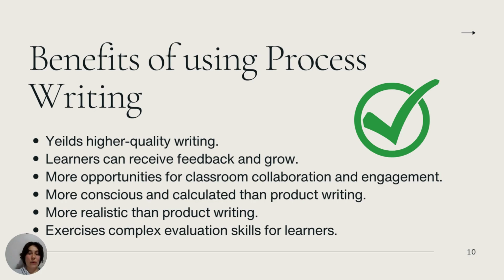And this is a more realistic way of writing. When we write in real life, this is how we do it. We think about things, we plan and we draft and we go back and edit and proofread and all of these things, because that's how we are taught to do anything really. We check ourselves and we fix ourselves and we improve, and it's a really great model of success for our learners. Finally, it's exercising complex evaluation skills, which are skills that are lacking in some of our learners, and we're hoping to help them develop them further.